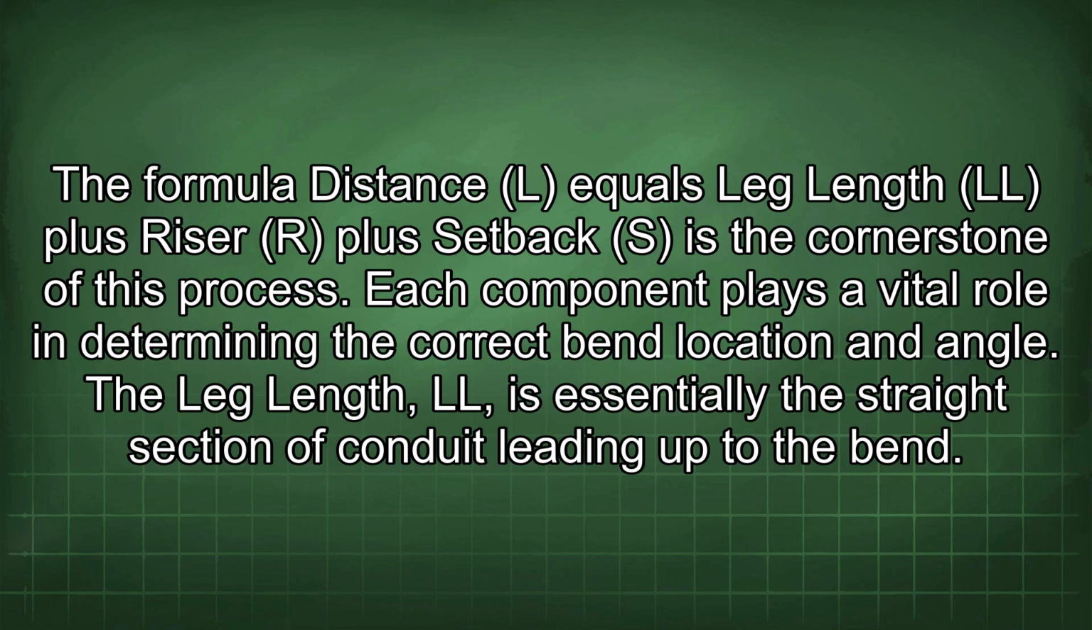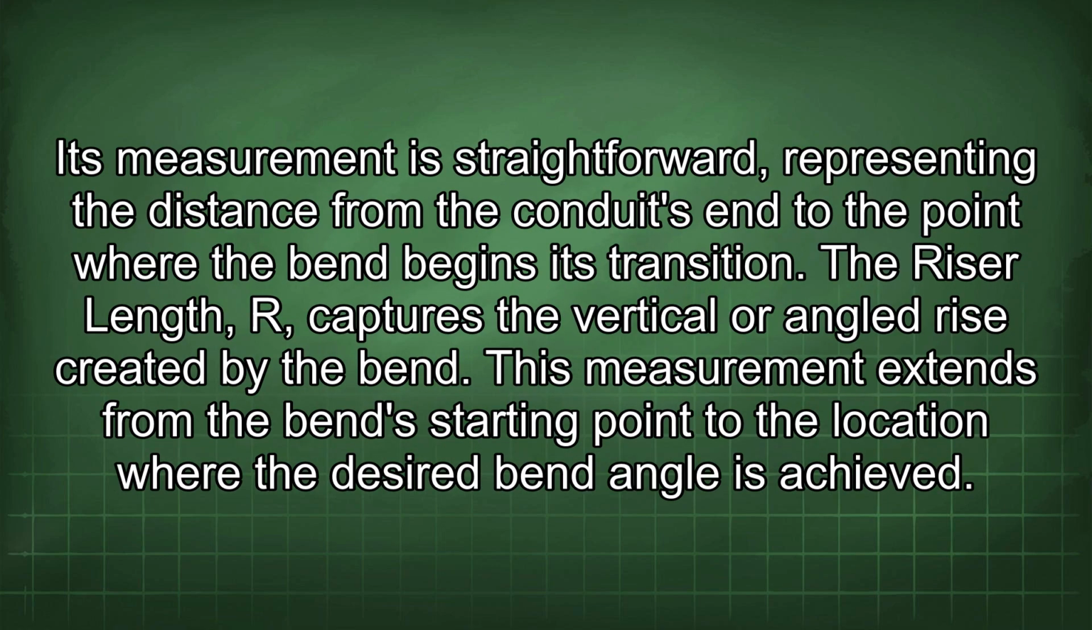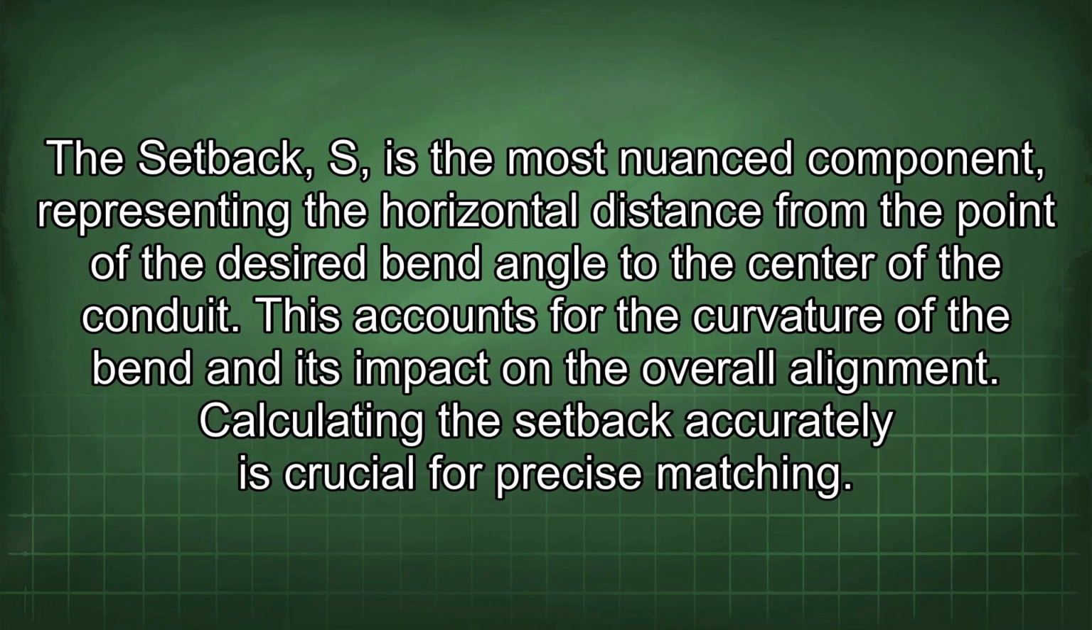The leg length, LL, is essentially the straight section of conduit leading up to the bend. Its measurement is straightforward, representing the distance from the conduit's end to the point where the bend begins its transition. The riser length R captures the vertical or angled rise created by the bend. This measurement extends from the bend starting point to the location where the desired bend angle is achieved. The setback S is the most nuanced component, representing the horizontal distance from the point of the desired bend angle to the center of the conduit. This accounts for the curvature of the bend and its impact on the overall alignment.